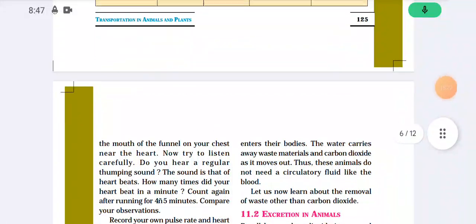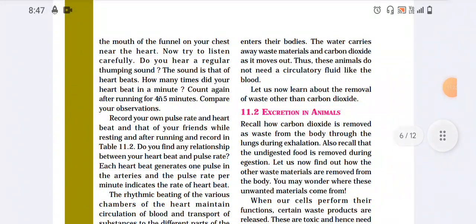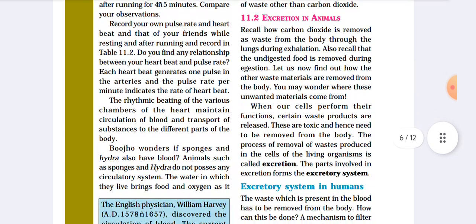Now let us see the mouth. What is the difference between the pulse rate and the heartbeat? We already studied the difference between the pulse rate and the heartbeat, but what if the heartbeat is more than the number of heartbeats expected?